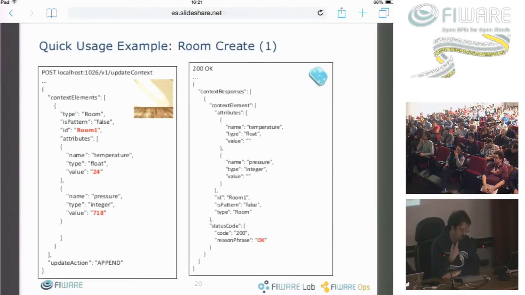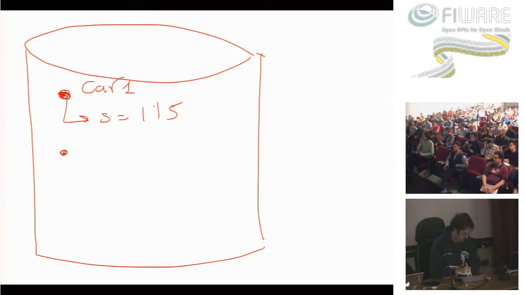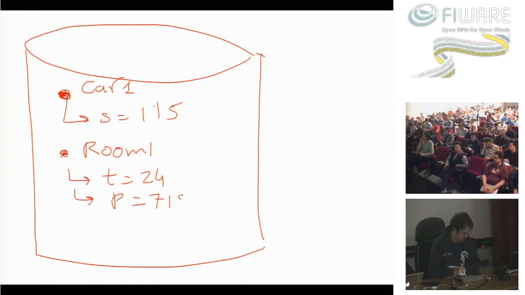So when this operation is processed at ContextBroker, what we get is another entity with temperature 24 and pressure 718, along with the other one. I mean, creating a new entity, of course, doesn't destroy the other entities you already have.